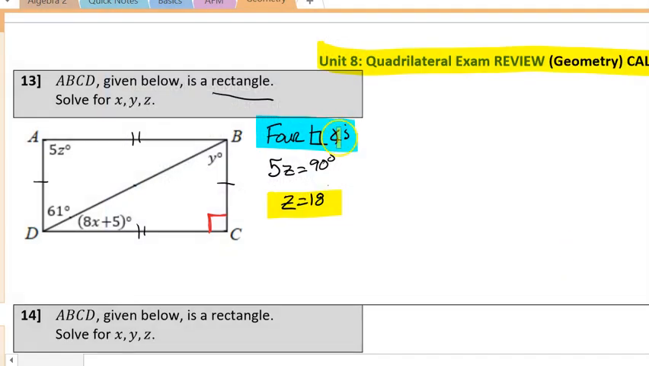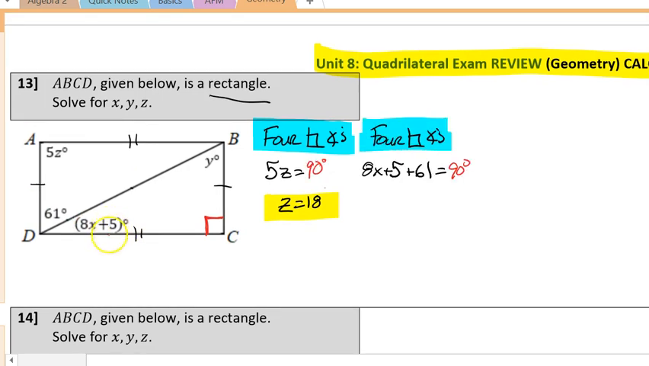Additionally, since we know that all 4 angles are right angles, we can set up a relationship between this angle, angle ADC, and then that 5x plus 8 plus 61 is equal to 90 degrees. We can combine like terms and solve here, giving us that x is equal to 3.